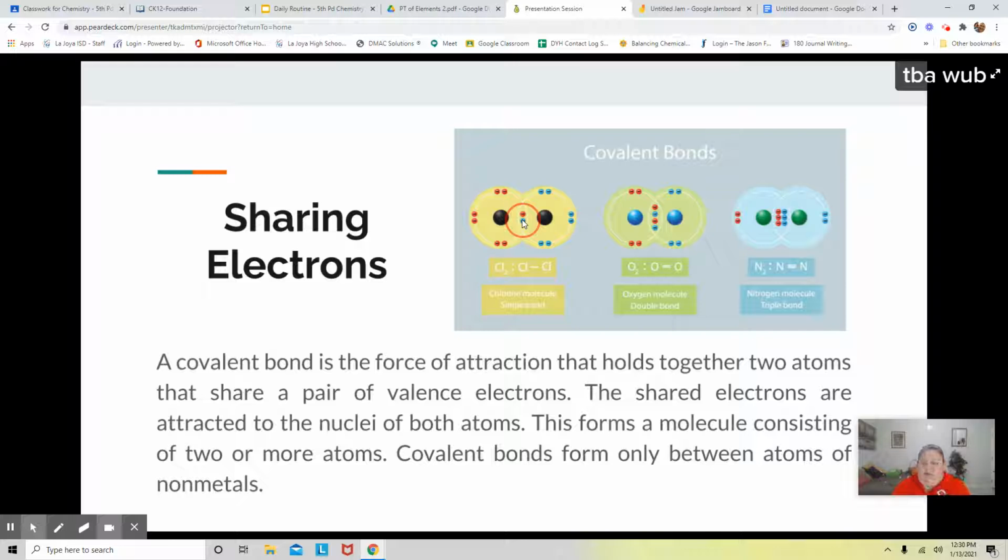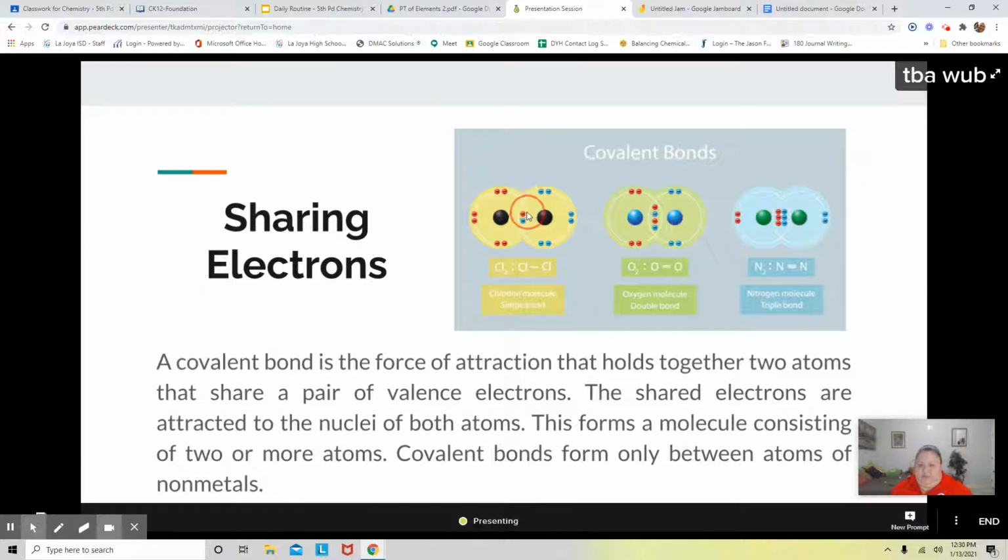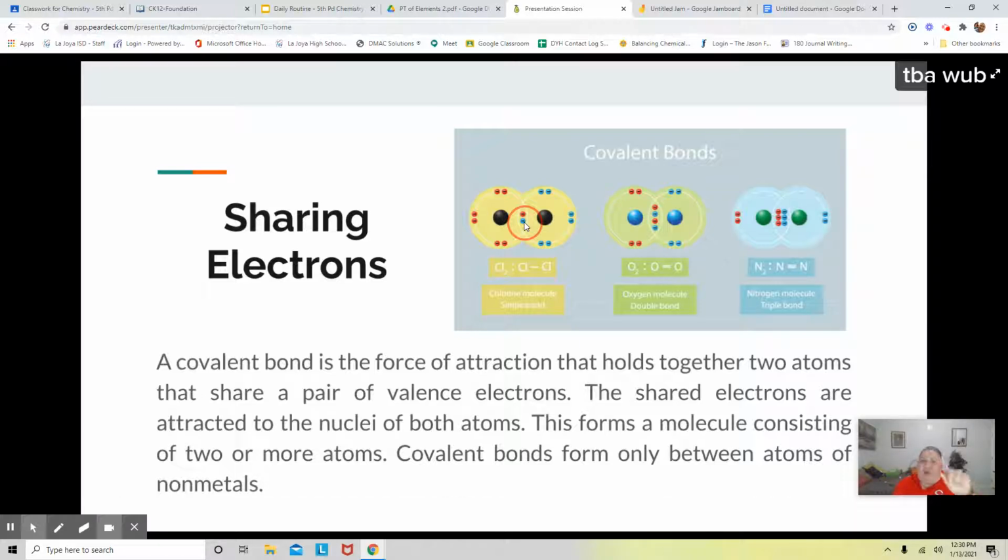What was the question again? How many electrons are being shared in between the chlorine atoms right here that are circled? Two. If you have two electrons, that's considered one pair, right?